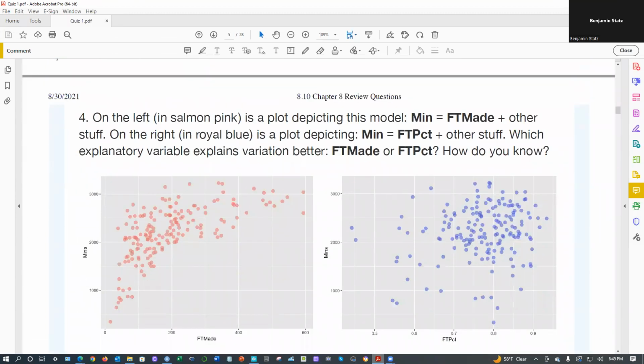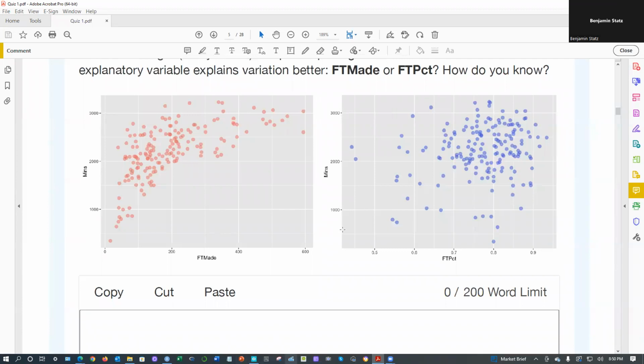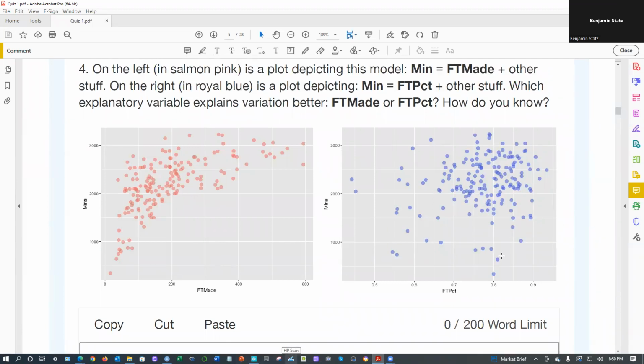On the left in salmon pink is a plot depicting this model, minutes by FT made and other stuff. On the right in royal blue is a plot depicting minutes by free throw percentage. Which explanatory variable explains variation better, FT made or FT percentage? Which one explains it very well? Look at this one. It's like a huge cluster.